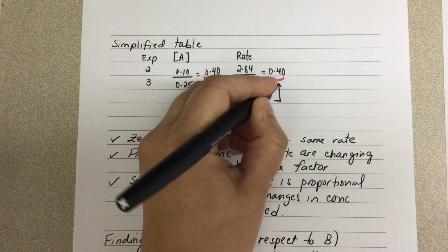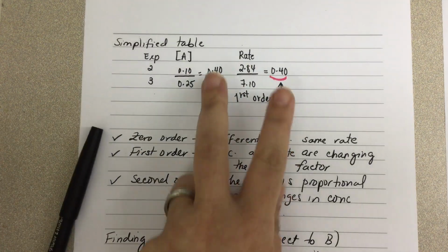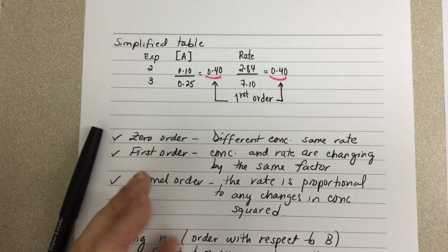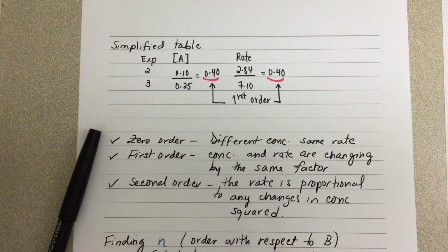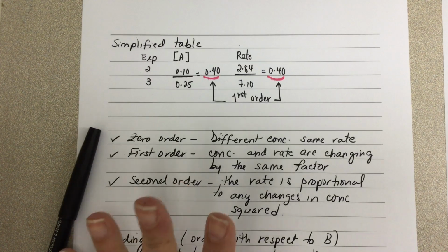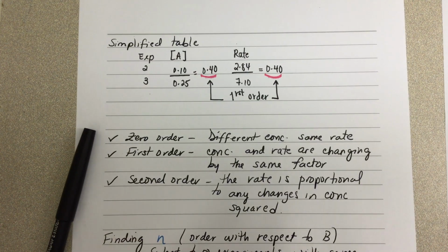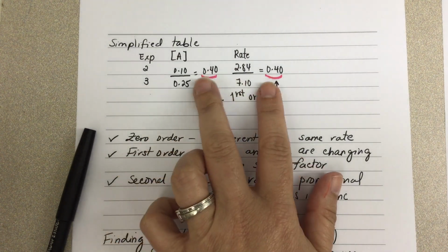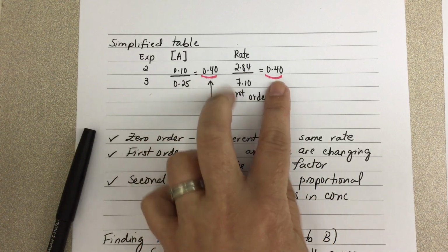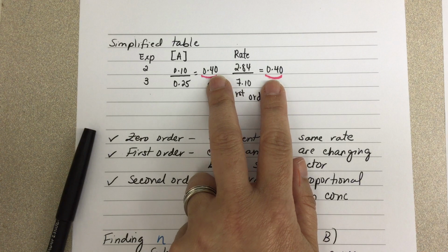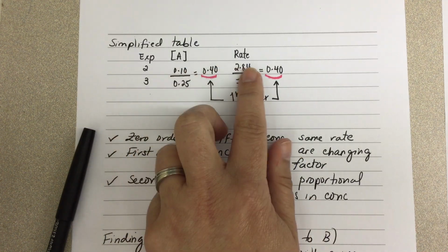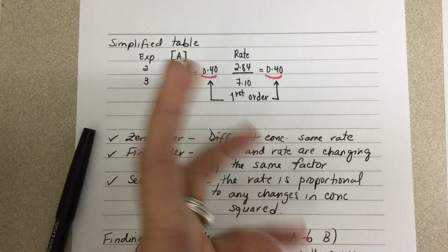If those two numbers are the same, it's a first order. If you get different numbers, then you have to move to the next one, which is going to be a second order. Whenever you're getting equal numbers for both of them, it means that the concentration and the rate are changing by the same factor.